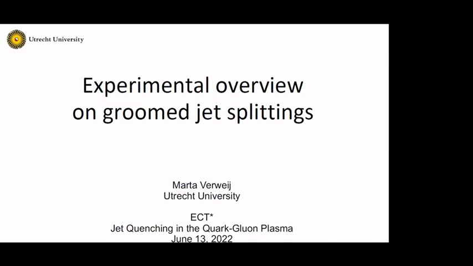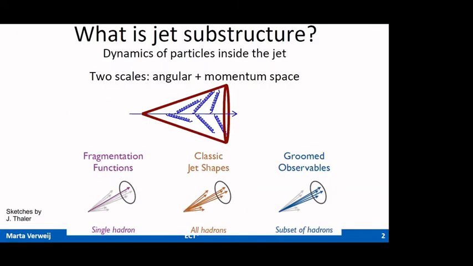So it's not a complete overview of all jet substructure, but we will have plenty of time to discuss the other measurements as well in other talks. But of course, you do grooming when you do jet substructure and to study the dynamics of particles inside the jets, where there are basically two important scales, the angular and the momentum scale, although you can express them in different variables. We start seeing a lot of kT.